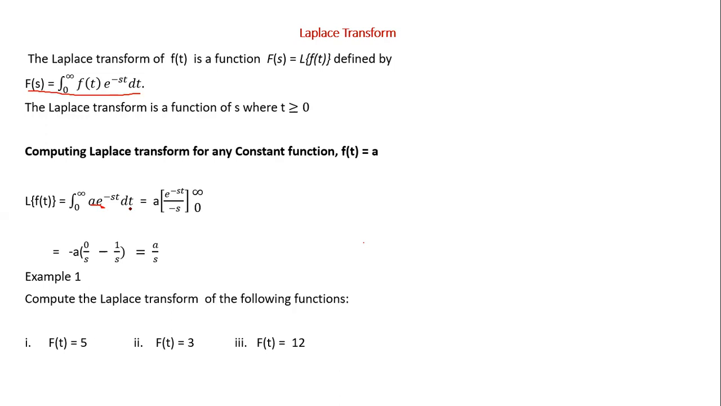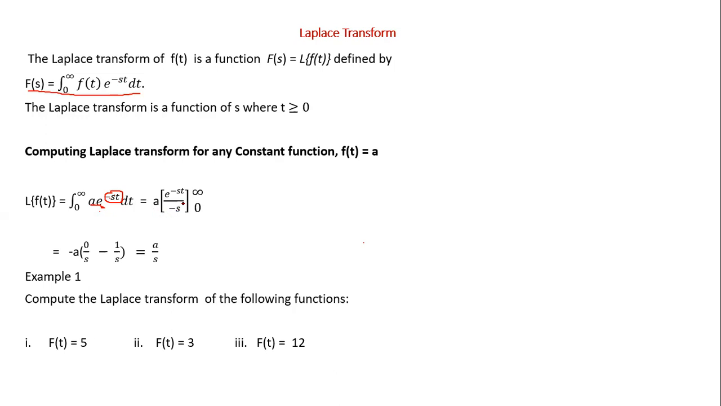Since a is a constant, we can bring a out and then integrate exponential negative st. We know how to integrate exponential: we differentiate the power with respect to t, and whatever we get, we divide by it. Whenever we differentiate negative st with respect to t, we get negative s. So we divide the whole function by negative s, and that gives us exponential negative st over negative s, all multiplied by a.